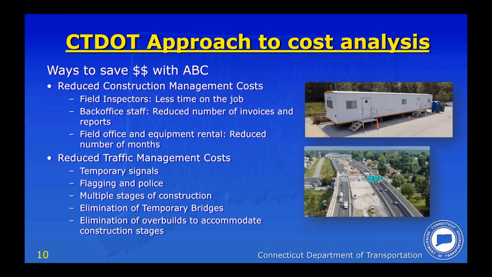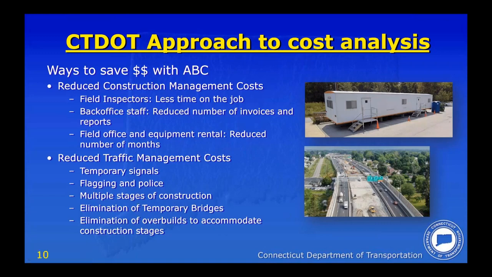The factors we use are $20,000 per month per engineer inspector out there, and the office rate ranges from $2,000 to $4,000 or $5,000 a month, depending on the size of the office required for the project.